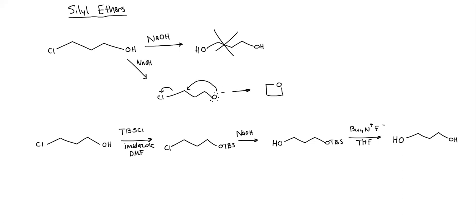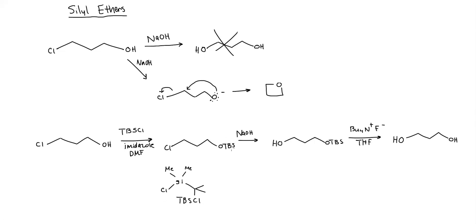So TBS stands for tert-butyldimethylsilyl chloride, and this here is tetrabutylammonium fluoride. The TBSCl looks like this. We have a silicon with two methyls, a chlorine, and a tertiary butyl group. So this right here is TBSCl, tert-butyl chlorodimethylsilane.